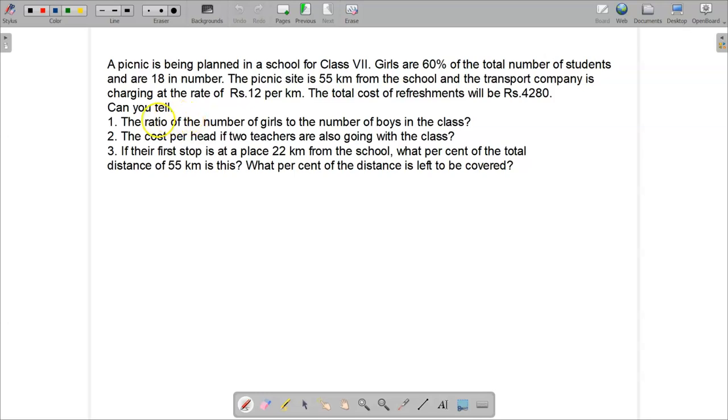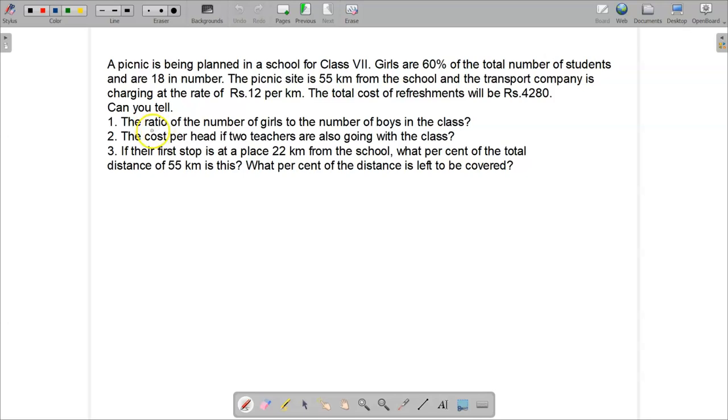The questions are, can you tell the ratio of the number of girls to the number of boys in the class? The cost per head if two teachers are also going with the class. If their first stop is at a place of 22 km from the school, what percentage of the total distance of 55 km is this? What percentage of the distance is left to be covered?